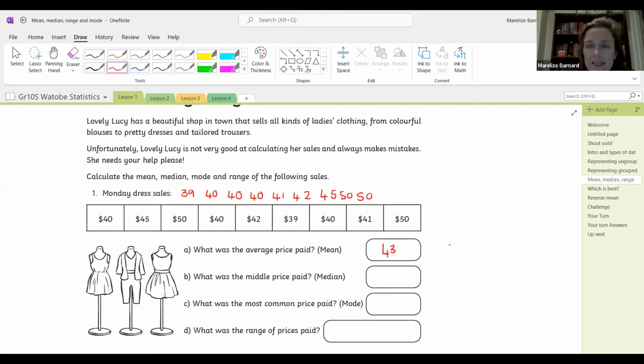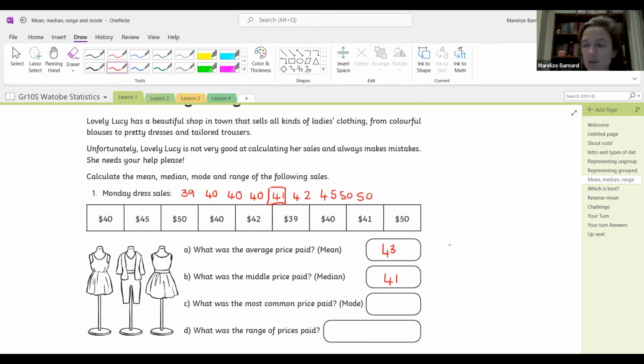What is the median? The median, we are going to look for the middle value. So there's 1, 2, 3, 4, 5, 6, 7, 8, 9 data values. The one that is going to be in the middle is this one here, 41. And the way that you can do it as well is to just use your fingers, start counting from the two sides, from 39 to 50, move into the middle, and you'll locate the median in the middle.